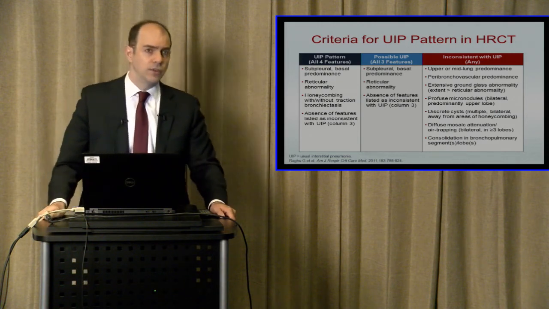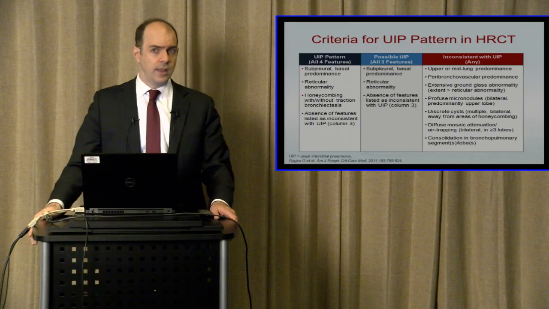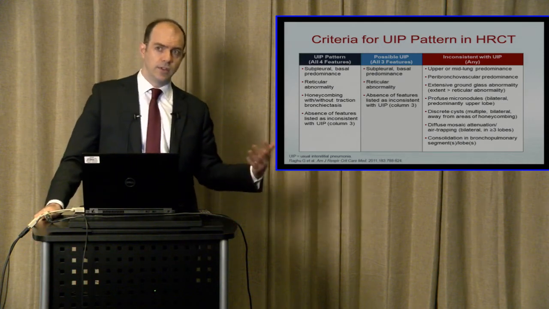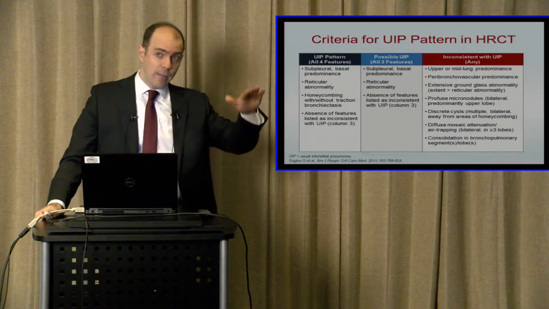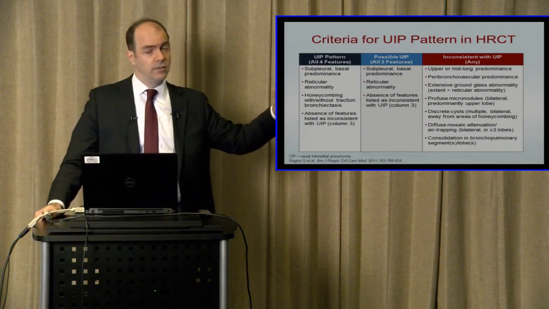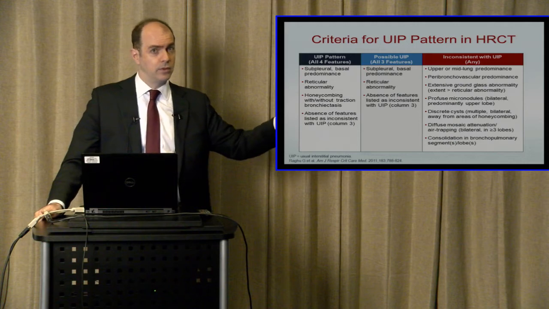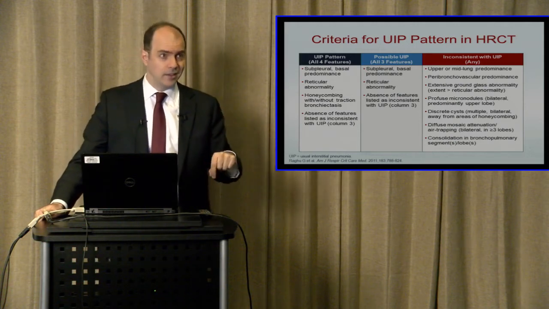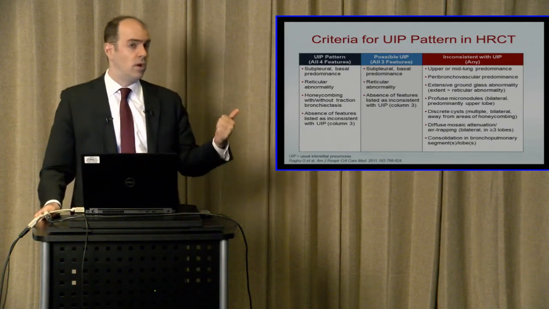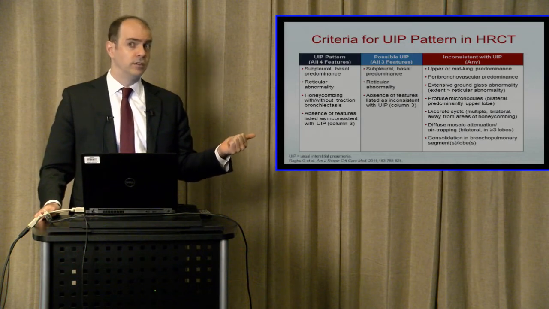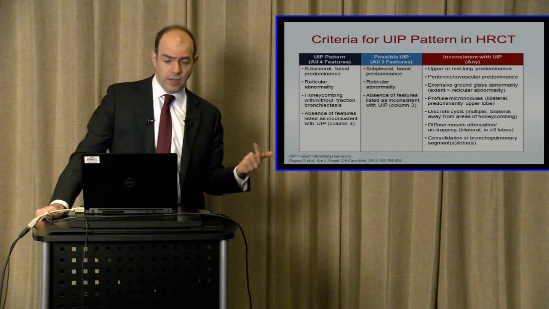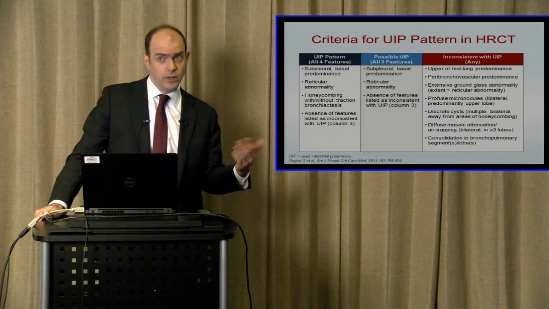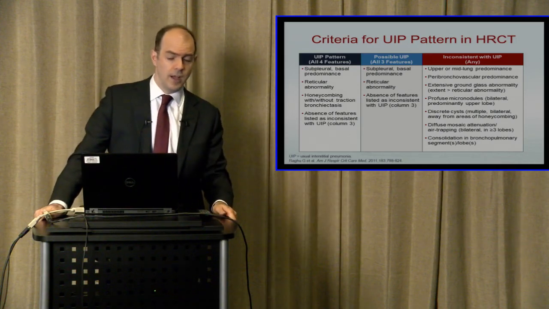And that pattern is really important because if we find that pattern and we've done a good history and physical and we can't figure out why they have interstitial lung disease, at that point we would render a diagnosis of idiopathic pulmonary fibrosis or IPF. And making that diagnosis is important because number one, they have a poor prognosis and need to be referred for lung transplantation. And number two is we do have some FDA-approved therapies to treat IPF.